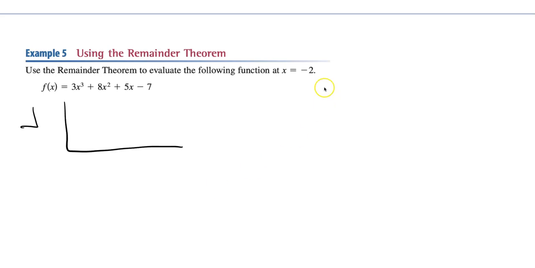Now, if we're using a remainder, we just use the value. We don't have to switch it. You only switch it when it's like x plus a, that would be negative a, or x minus b, you use positive b. But if I just give you it, just use it.